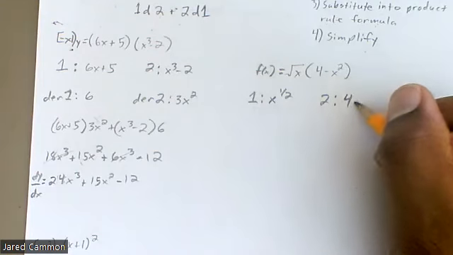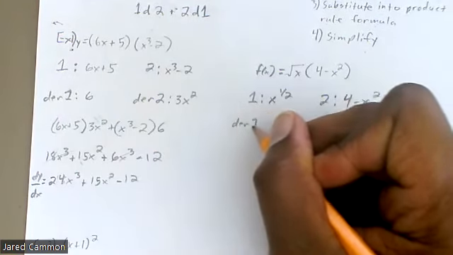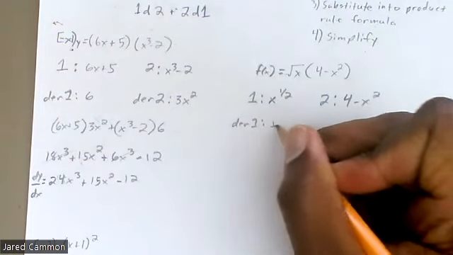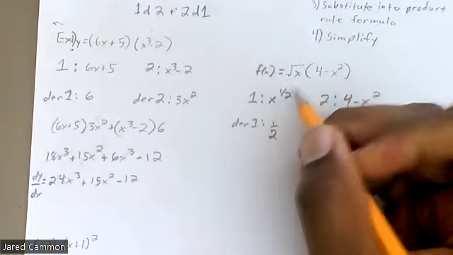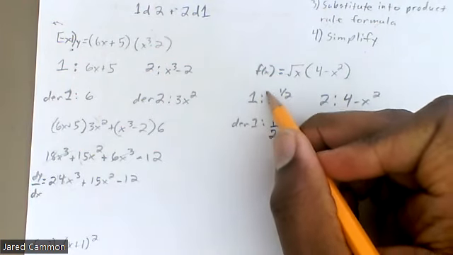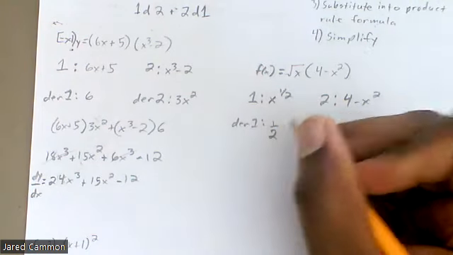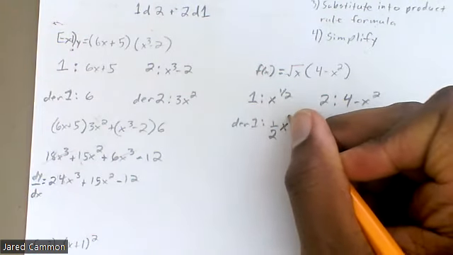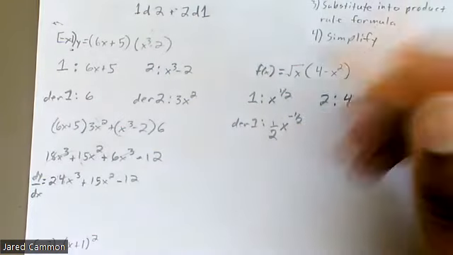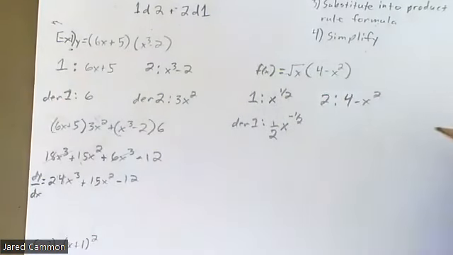4 minus x squared. Then we take the derivative of the first factor, which gives us 1/2, because you multiply the power times the coefficient at the front, which in this case is an invisible 1, and we get 1/2. Then we subtract 1 from here. Okay, so that gives us x to the negative 1/2, because 1/2 minus 2/2 is negative 1/2.